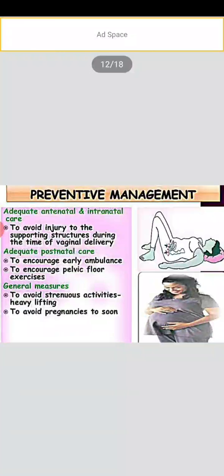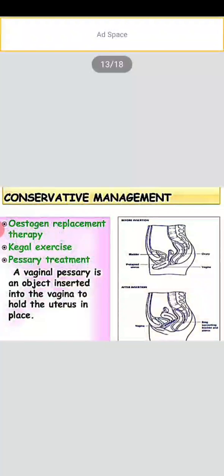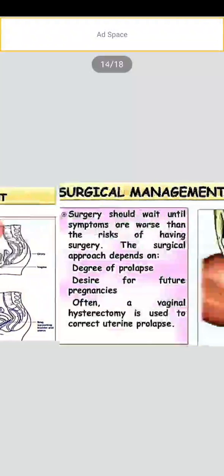Preventive means adequate antenatal and intranatal care to avoid injury to the supporting structures during vaginal delivery. Adequate postnatal care to encourage early ambulation and pelvic floor exercises. General measures: avoid strenuous activities, heavy lifting, and avoid pregnancies too soon. Conservative: estrogen replacement therapy, Kegel exercise, pessary treatment. I taught you about the pessary in retroversion also. A vaginal pessary is an object inserted into the vagina to hold the uterus in place.